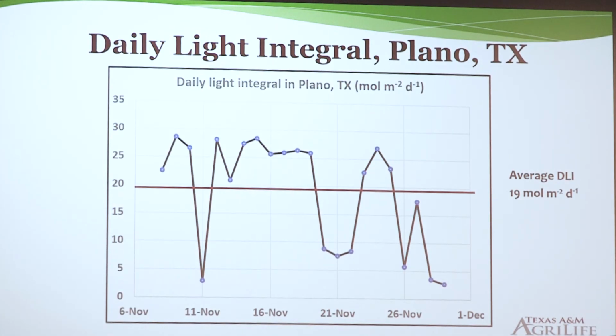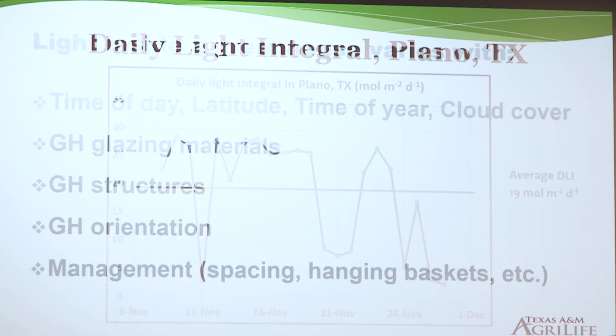And then here we actually measured. I got this number from the weather station in Plano, texaset.tamu.edu. You can see the past 3 weeks in November, the average is 19, but about 1/3 of the time it is below 20, and some days we're below 5, which are the rainy days, when we get so little. So these days, you definitely need supplemental light.